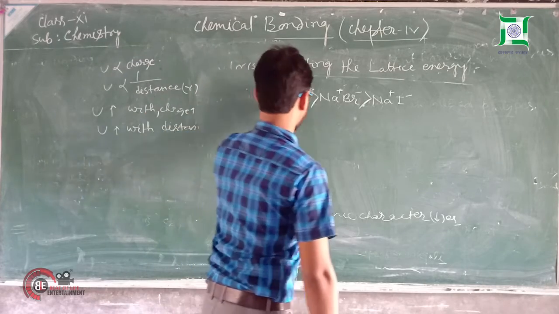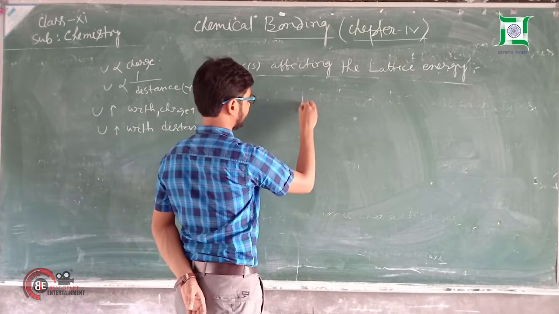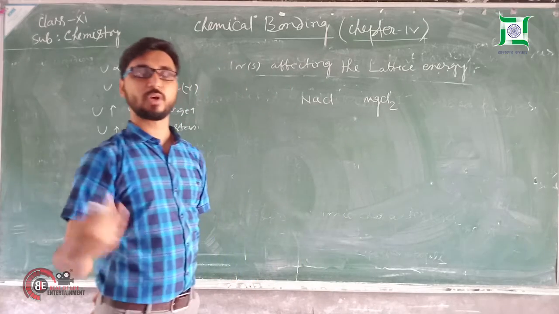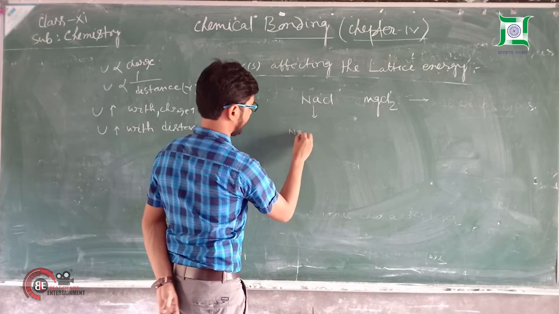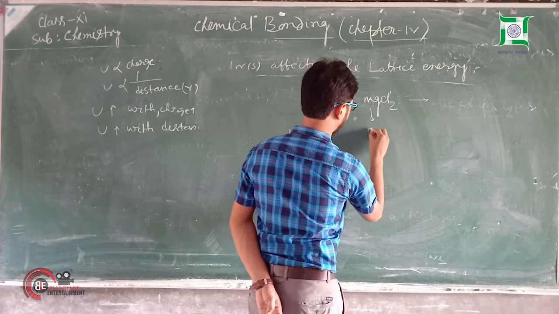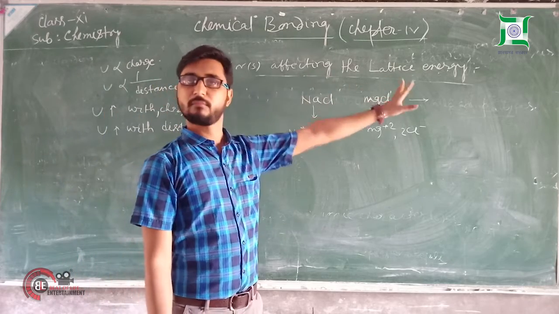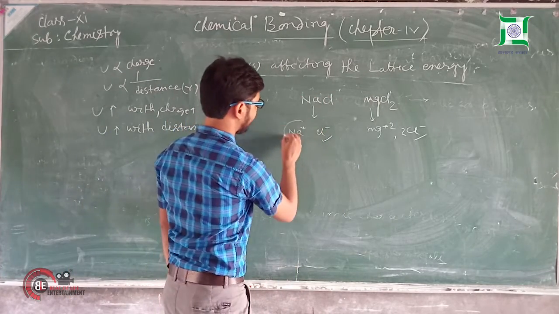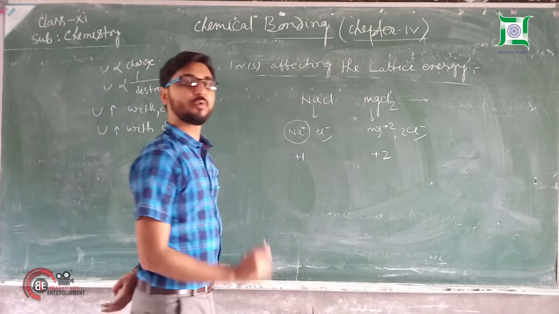Let us take another example. NaCl and MgCl2. Which one is more ionic? So in NaCl, cation is Na plus and anion is Cl minus. In MgCl2, cation is Mg2 plus and anion is Cl minus. So in both sodium chloride and magnesium chloride, anions are the same with one unit negative charge, but in NaCl, the cation has one unit positive charge, and in MgCl2, the cation has 2 unit positive charge.